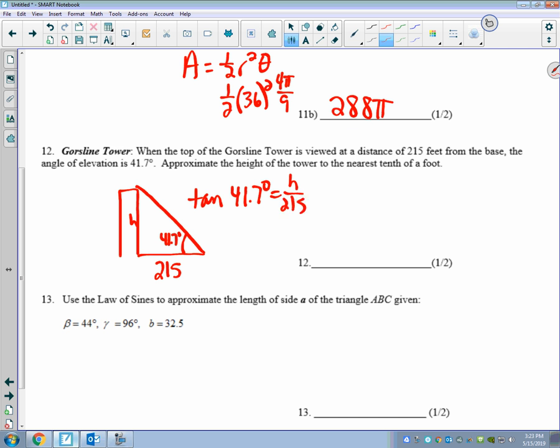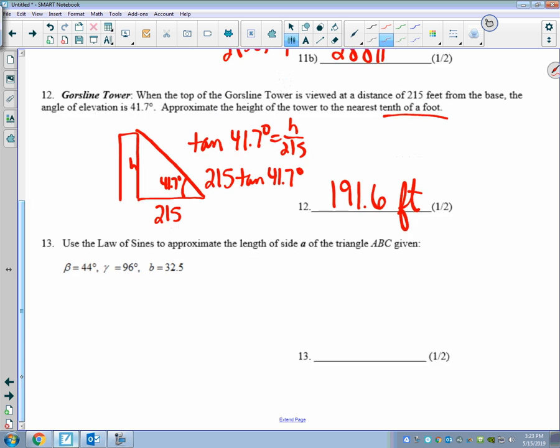Make sure your calculator is in degree mode when you're doing this, right? So be careful. But I would just take on my calculator 215 times the tangent of 41.7 degrees. And it does say round to the nearest tenth. So I got 191.6 feet as my answer. So that's just SOHCAHTOA, right triangle trig, right?